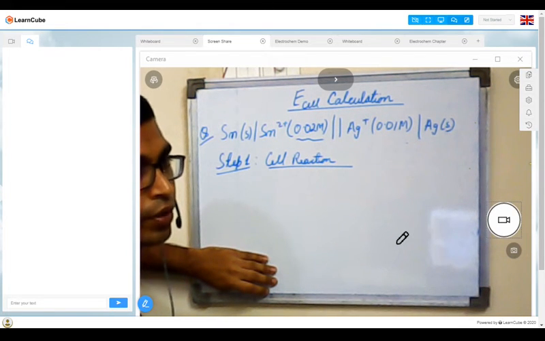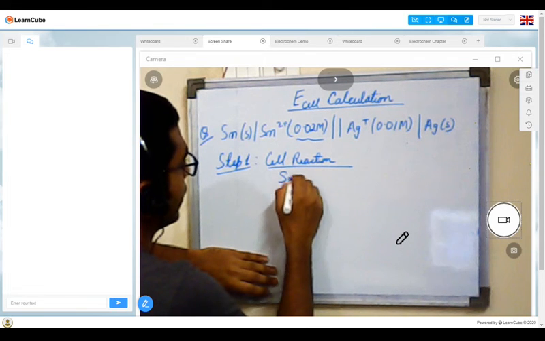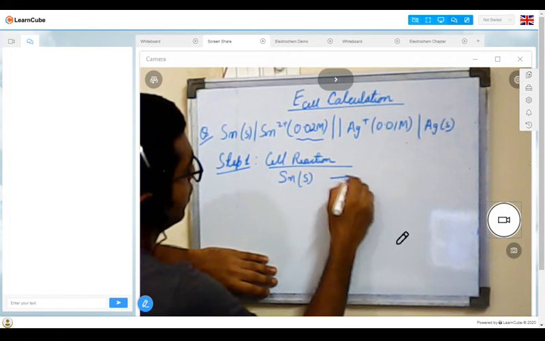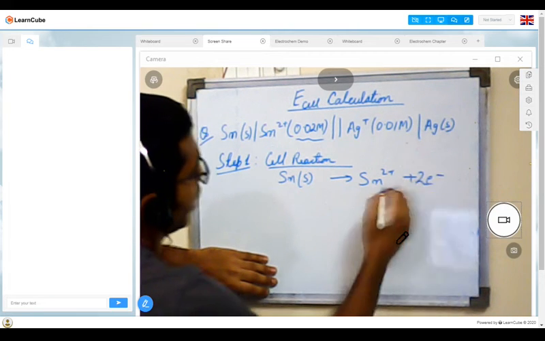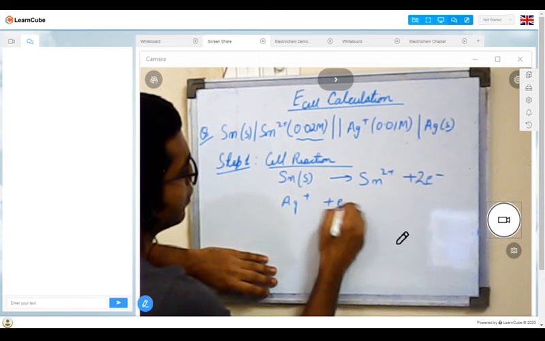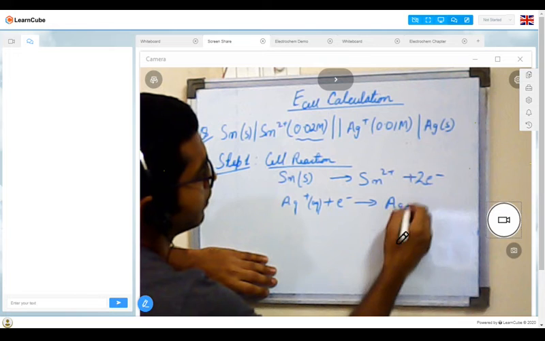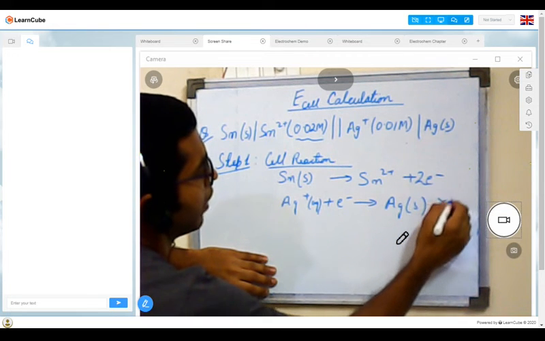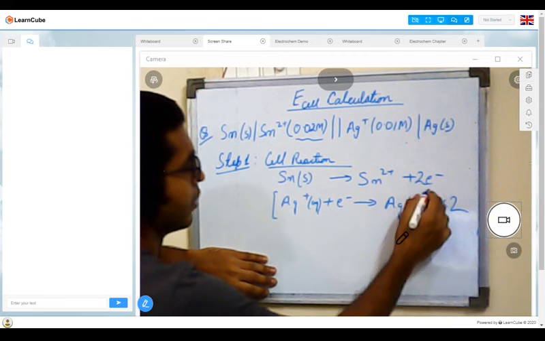You need to write the individual half reactions, and you need to balance the number of electrons exchanged. For example, Sn solid is changing to Sn2 plus, losing 2 electrons, and these 2 electrons have to be accepted by silver, but silver can accept only 1 electron. So you need to balance the silver half reaction by a stoichiometry of 2. This is very important in balancing of the cell reaction.